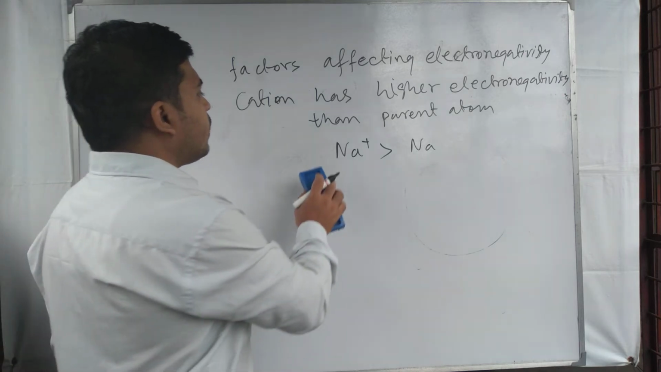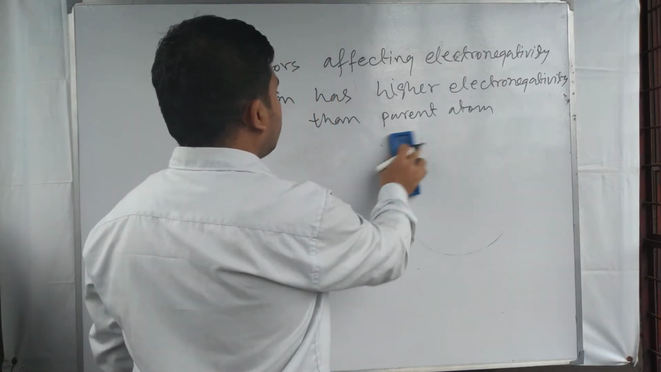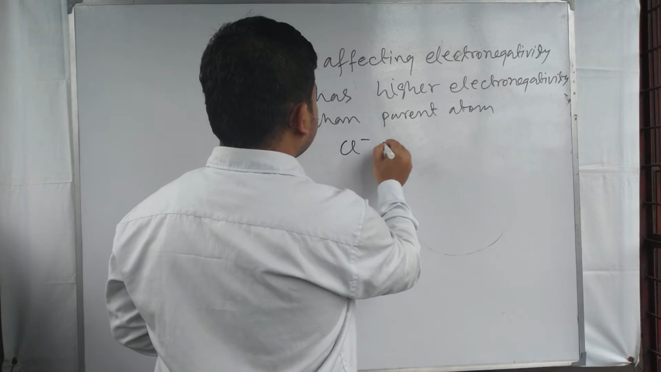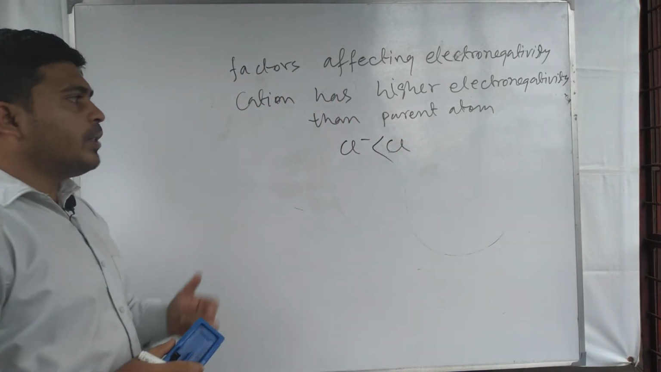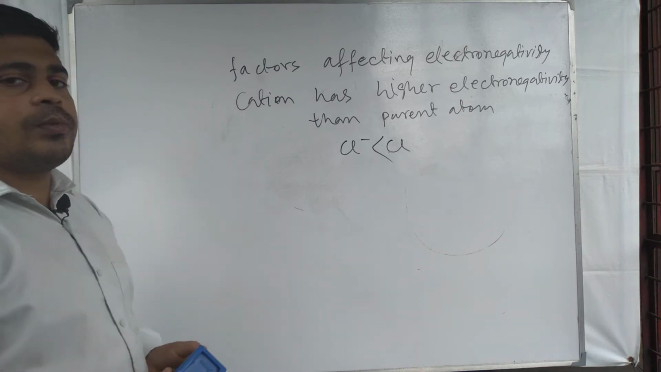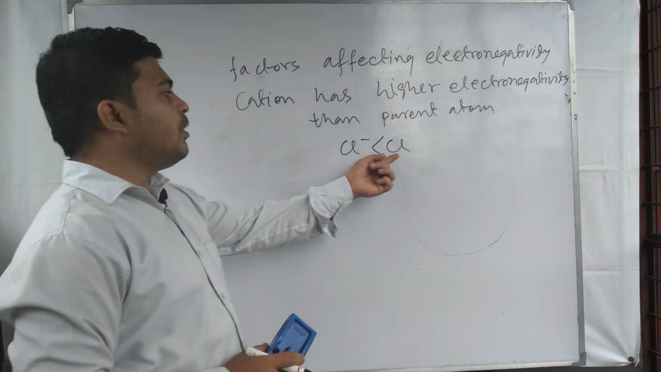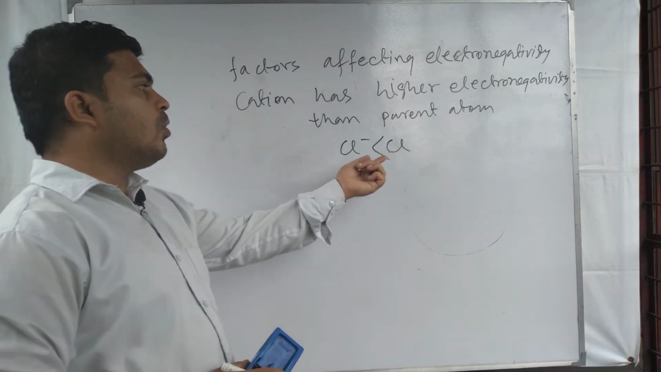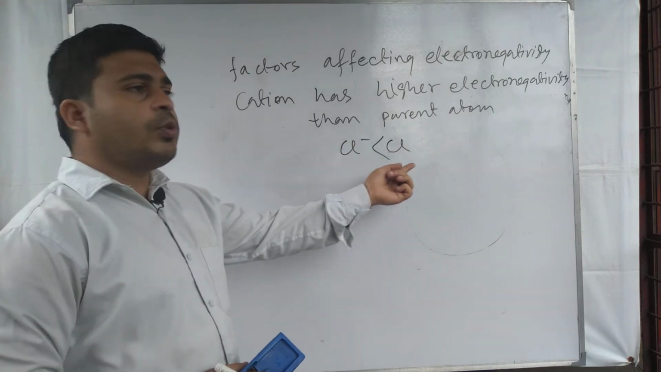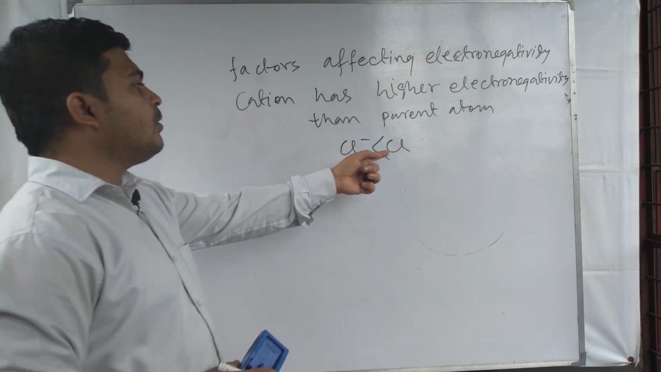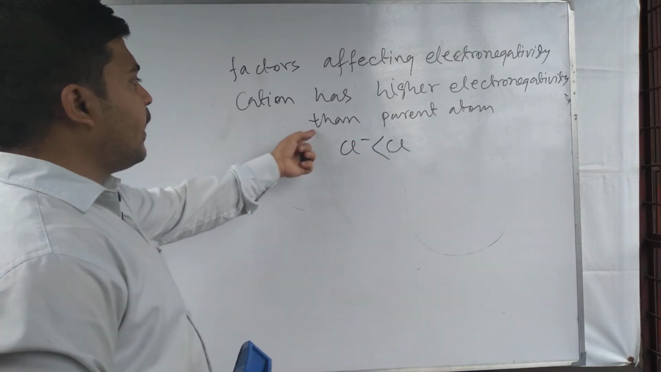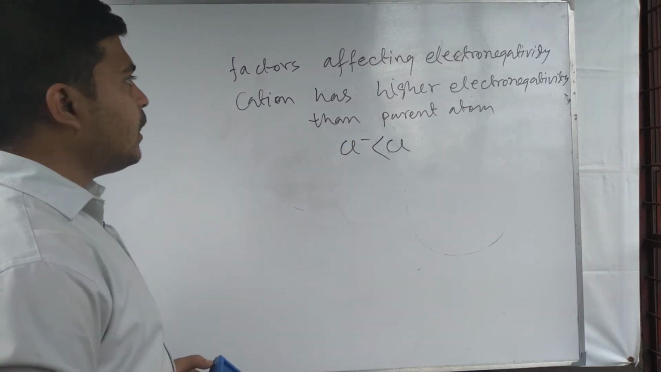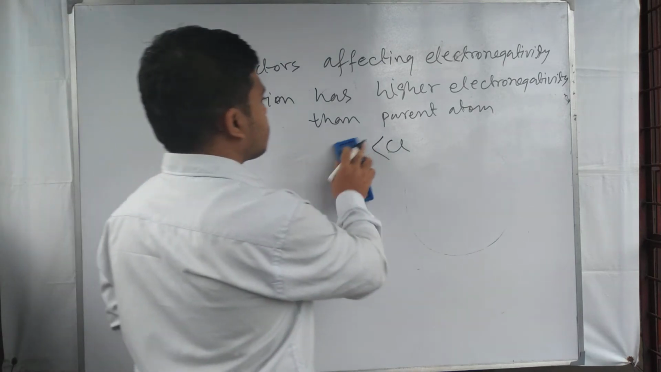And similarly in the case of anion, it is the inverse. Chlorine has higher electronegativity than Cl minus, because it has more tendency to accept a pair of electrons. So for this reason the neutral chlorine atom has a higher electronegativity value compared to the anion.